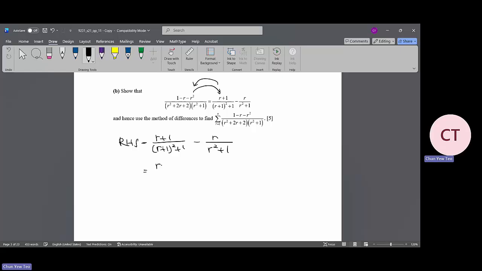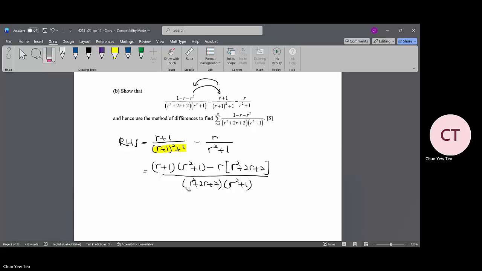Then you cross multiply the opposite denominator. Here, I will expand them so that I will get r squared plus 2r plus 2. The two denominators over here multiply together. Then your numerator, you expand, you get r cubed plus r squared plus r plus 1 minus r cubed minus 2r squared minus 2r, divided.